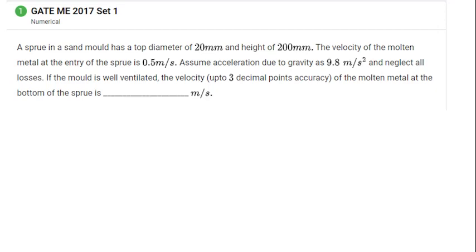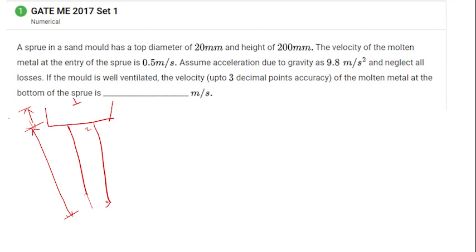See, let's make the diagram. This is your basin, then the sprue. When we use Bernoulli, can anyone tell me? Let's take this as H1, this one H2, and this is H total. So a sprue in a sand mold has a top diameter of 20 mm. So the diameter at point 2, D2, is given as 20 mm, and height of 200 mm. So this height H2 is also given as 200 mm.